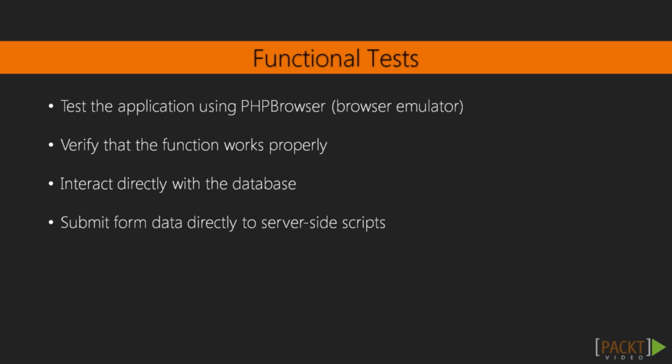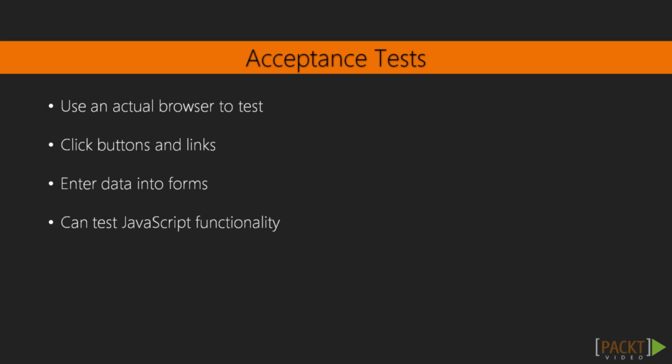Functional tests aim to test your application as a whole using a browser emulator, which in the case of Codeception is PHP Browser. They will load your pages and verify that they function as expected, but will do so programmatically. They can interact directly with the database and submit form data directly to your server-side scripts. By contrast, acceptance tests use an actual browser to test your pages. They actually click buttons and links, enter data into forms to trigger validation errors, and can even be used to test JavaScript functionality. Codeception provides helper classes for each of these 3 types of tests, each of which has methods that can make writing your tests much easier.